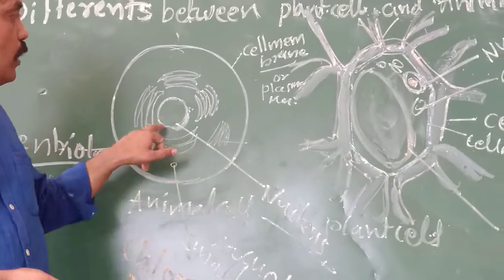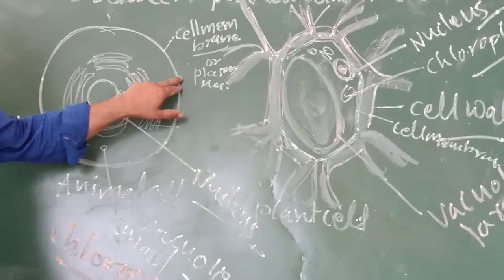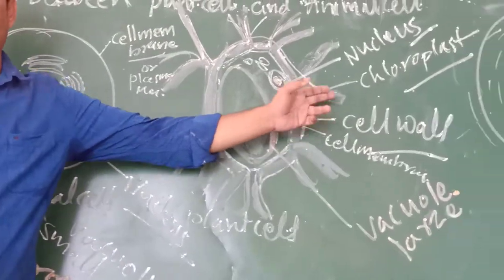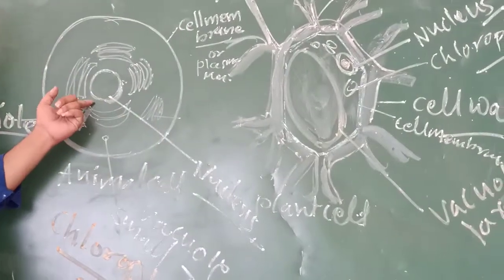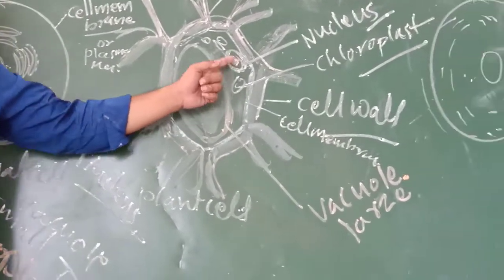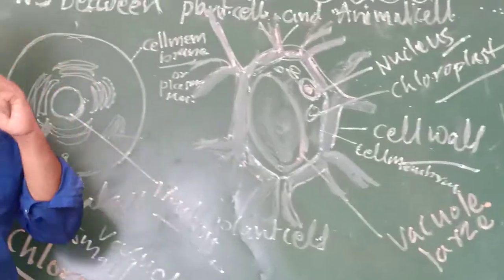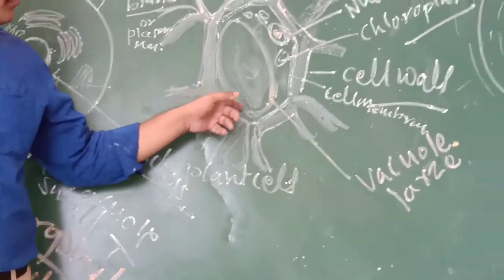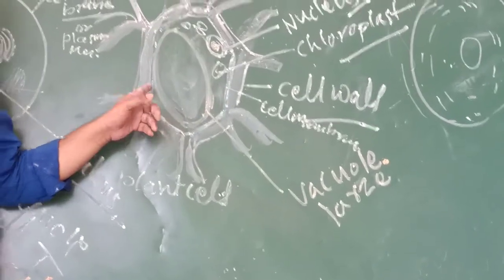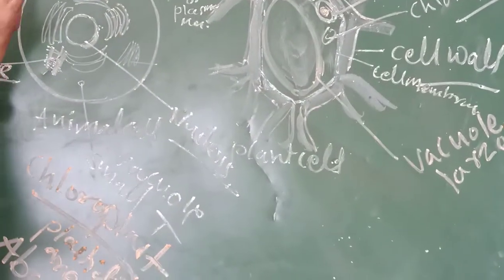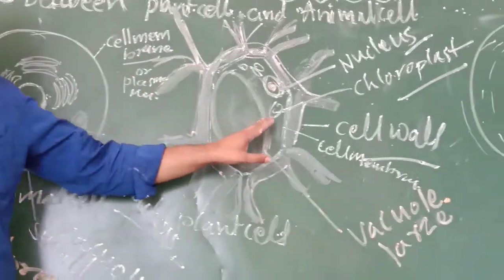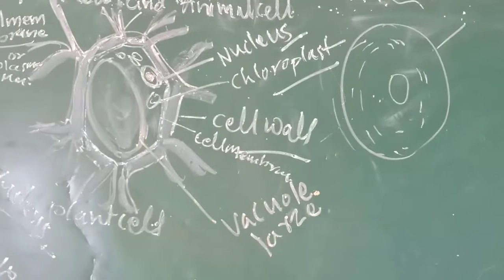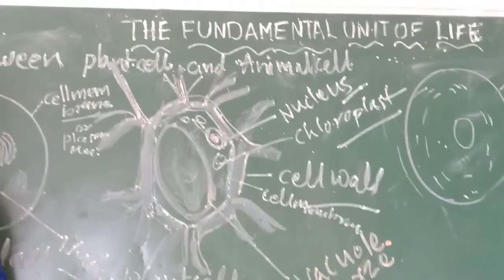What are the major differences? One is the outer covering layer: cell membrane in animal cell, no, sorry, cell wall in plant cell. The nucleus is located in the middle of the cell in animal cell, and at the edge of the cell in plant cell. Third point, the vacuole is very small or absent in animal cell, and large in size in plant cell. Fourth point, chloroplasts are absent in animal cell and present in plant cell. Centrioles are present in animal cell and absent in plant cell. These are the major differences between plant cell and animal cell.